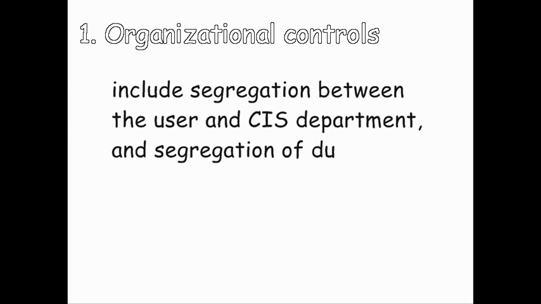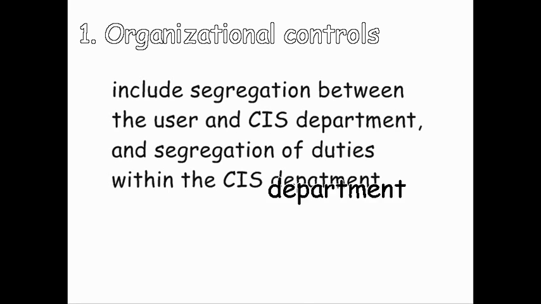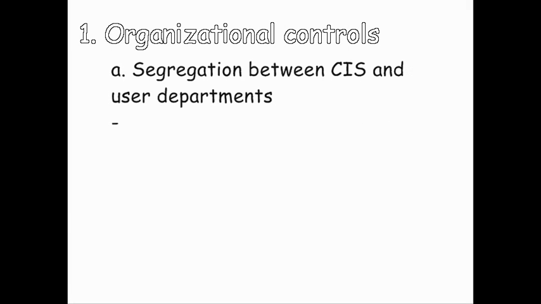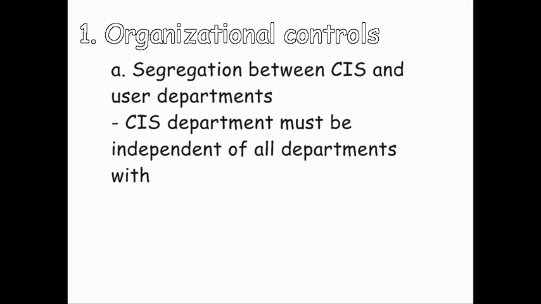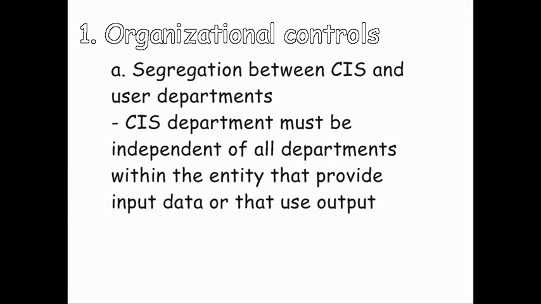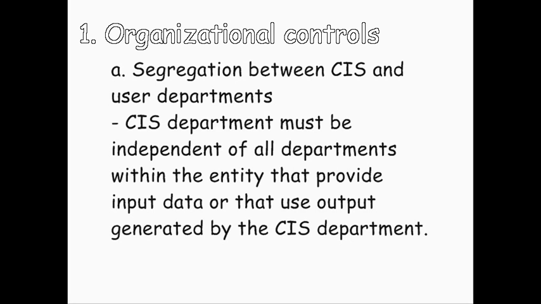Organizational controls. Organizational controls are a plan of an organization with a clear assignment of authority and responsibility. In a CIS environment, the plan of an organization for an entity's computer system should include: number 1, segregation between the user and CIS department. The CIS department must be independent of all departments within the entity that provide input data or that use output generated by the CIS. The function of the CIS department is to process transactions.